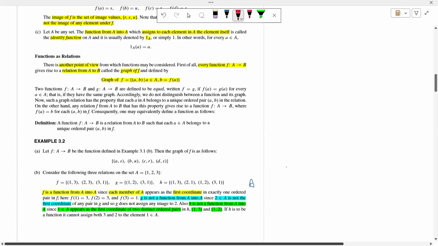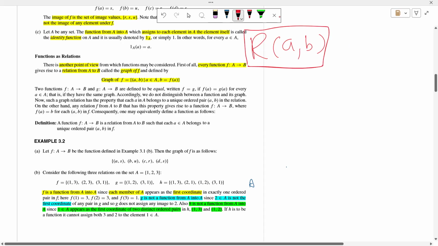Relations are defined as pairs of elements. In a relation, we define elements as a pair, A comma B. So this is a relation, where A and B are two elements. Now, we can define a function as a relation. Up to now we have been discussing functions, but we can define functions as relations as well. Relation means we write elements as pairs, A comma B.